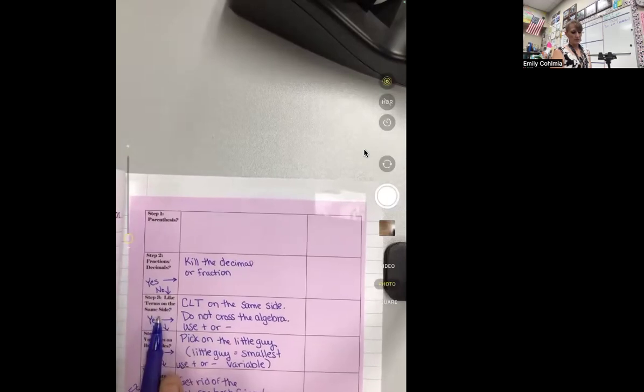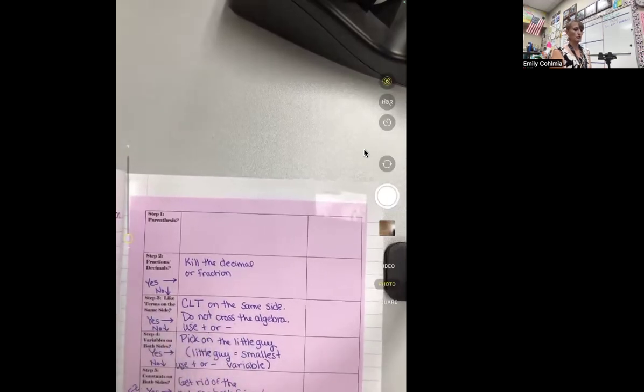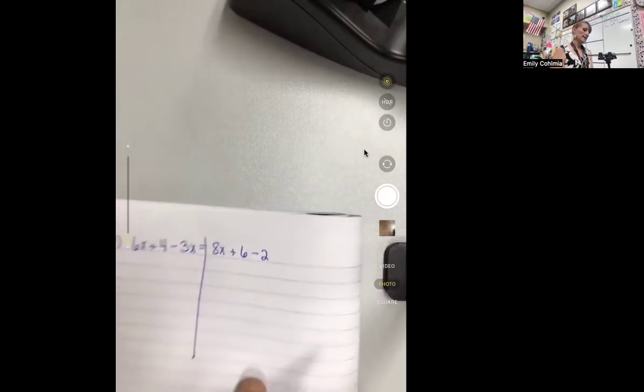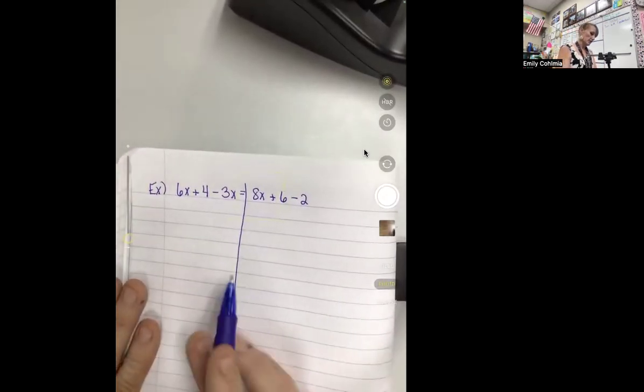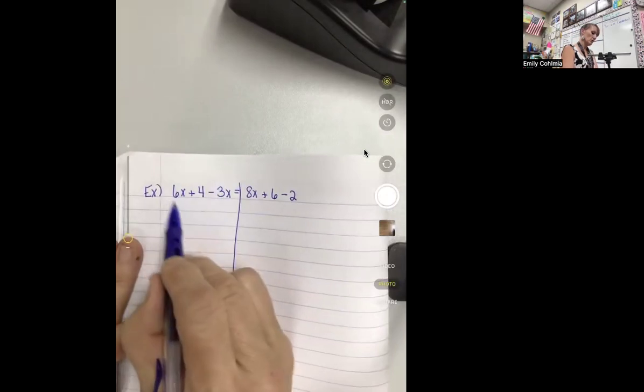Do we have like terms on each side? Yes. So we're going to combine like terms on the same side. Do not cross the algebra wall. So combine like terms on each side. Do not cross the algebra wall. So we're going to combine like terms over here.